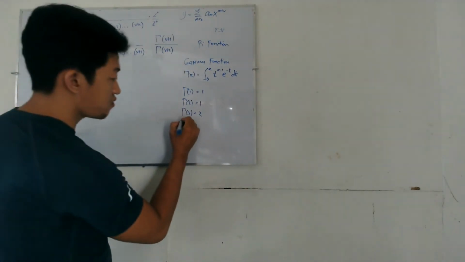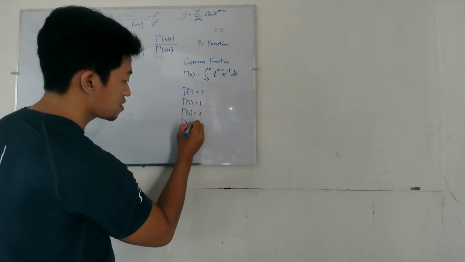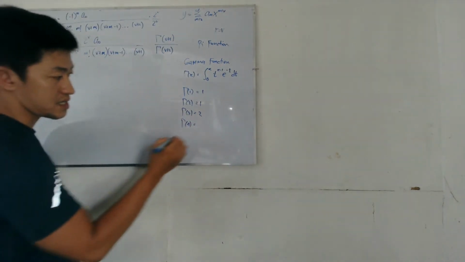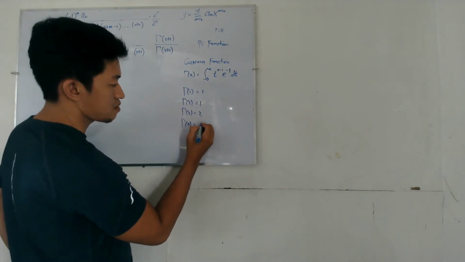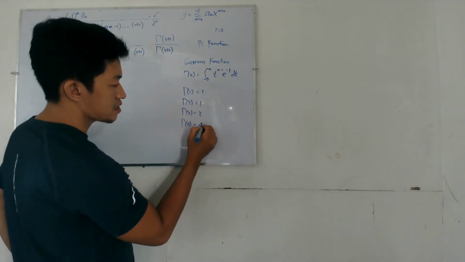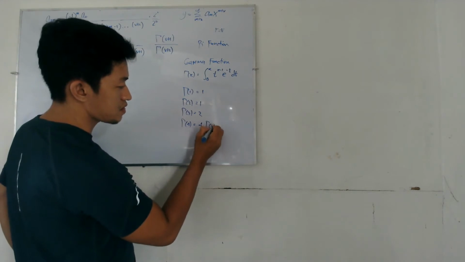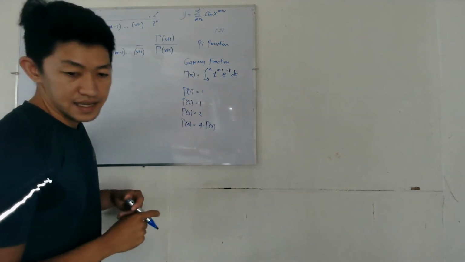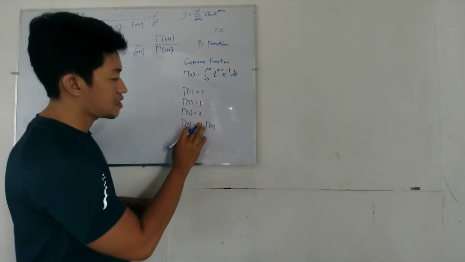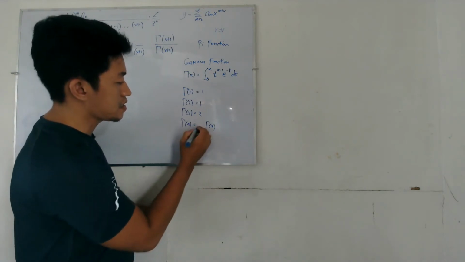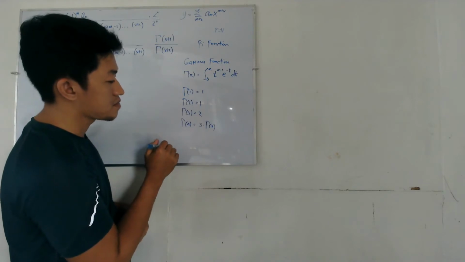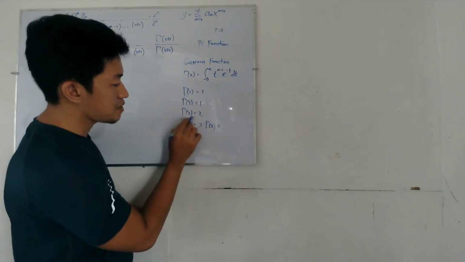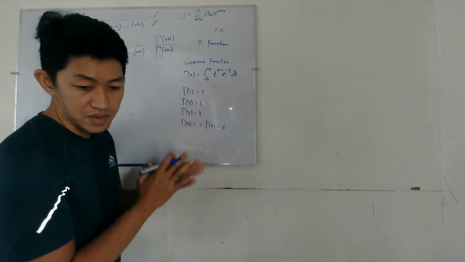What is the gamma of 4? Gamma of 4 is just 3 times gamma of 3. The answer is gamma of 3 is 2, so the answer is 6.